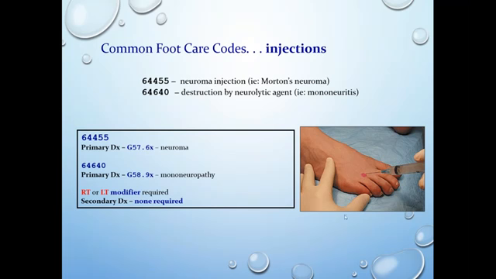We struggle a great deal with a destruction by neurolytic agent, 64640. This code should absolutely be paid, yet it is one of those codes that for no reason whatsoever, incorrectly, they're commonly denied. I'm not telling you not to bill it, most definitely bill it, but this is one of those codes that for some reason carriers just hate. But 64455 definitely for the neuroma injection. And you should also be billing the substance that you're injecting, the J code.